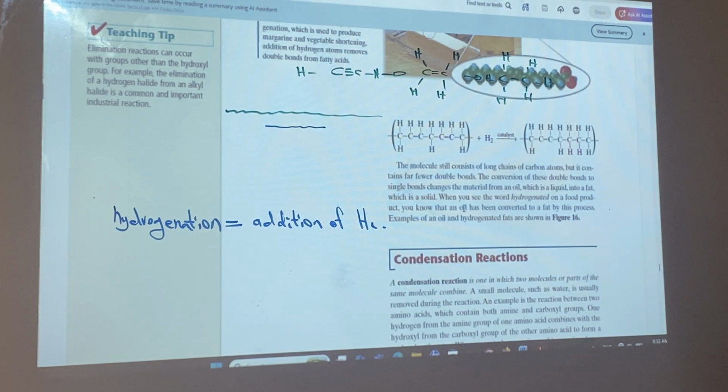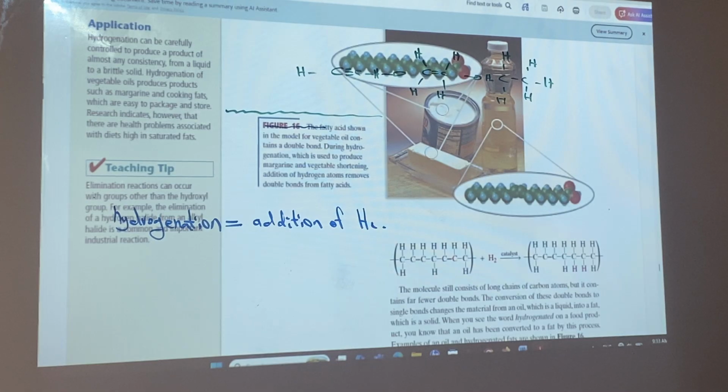It changes from liquid to solid because of the addition reaction, the addition of hydrogen, or hydrogenation. When you see the word hydrogenated on a food product, that means an oil has been converted to a fat by this process. Examples of an oil and hydrogenated fats are shown in Figure 16.